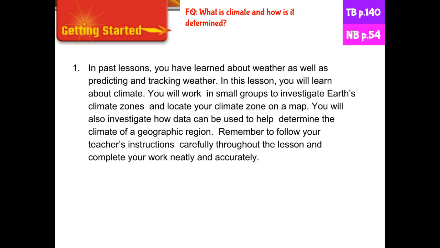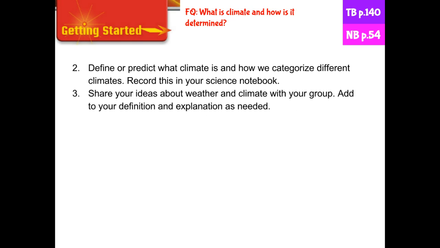For number 1 of getting started, it says, in past lessons, you have learned about weather as well as predicting and tracking weather. In this lesson, you will learn about climate. You will work in small groups to investigate Earth's climate zones and locate your climate zone on a map. You will also investigate how data can be used to help determine the climate of a geographic region. Remember to follow your teacher's instructions carefully throughout the lesson and complete your work neatly and accurately.